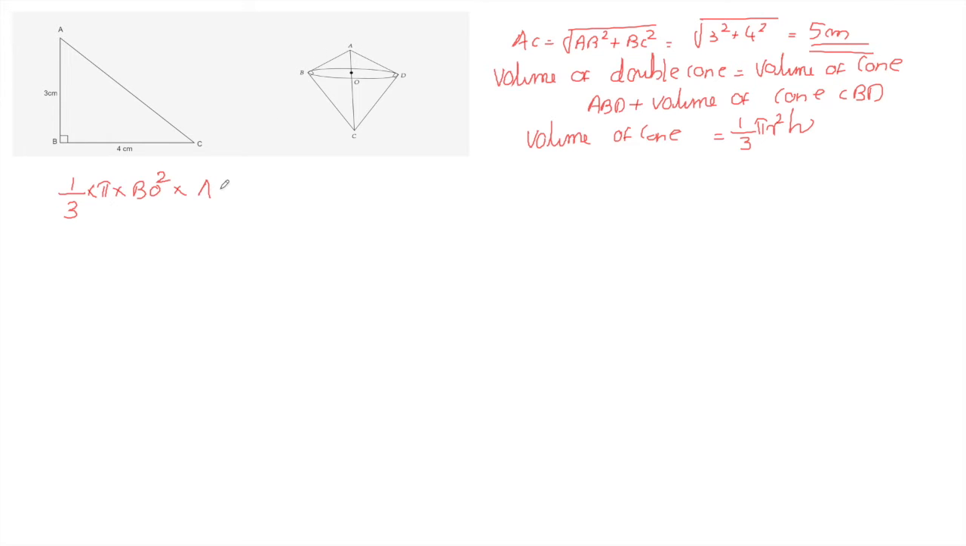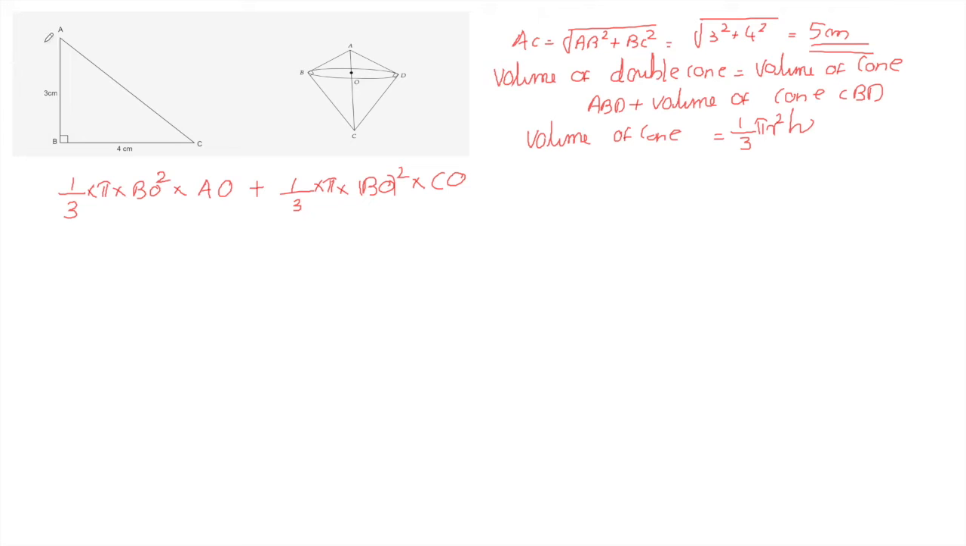That is AO, plus while considering the cone CBD, 1 by 3 into pi into radius BO square into what is the height of the cone? That is CO. So we have to find BO, AO and CO for solving the volume of the double cone. Now we will see how we are going to find BO, AO and CO.